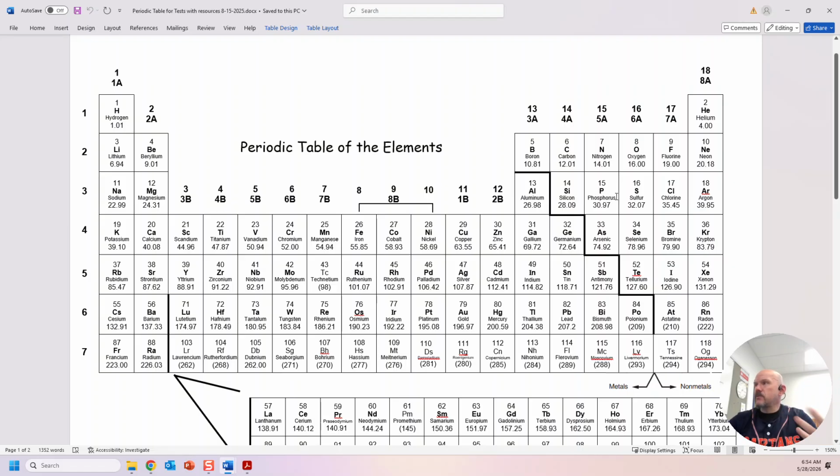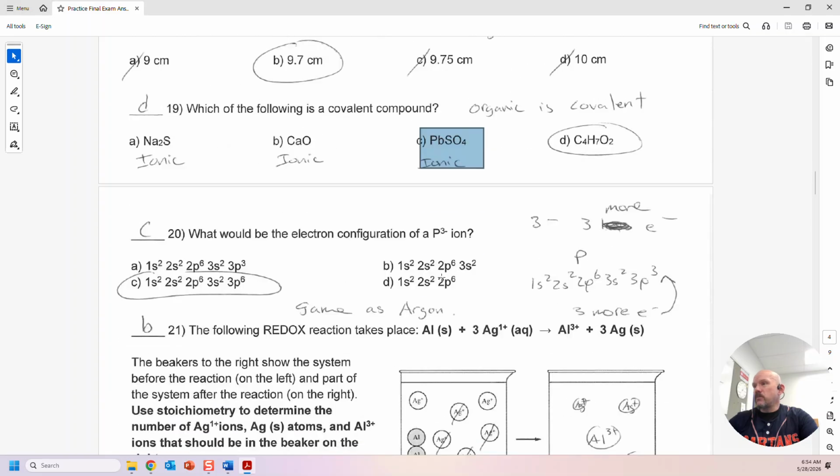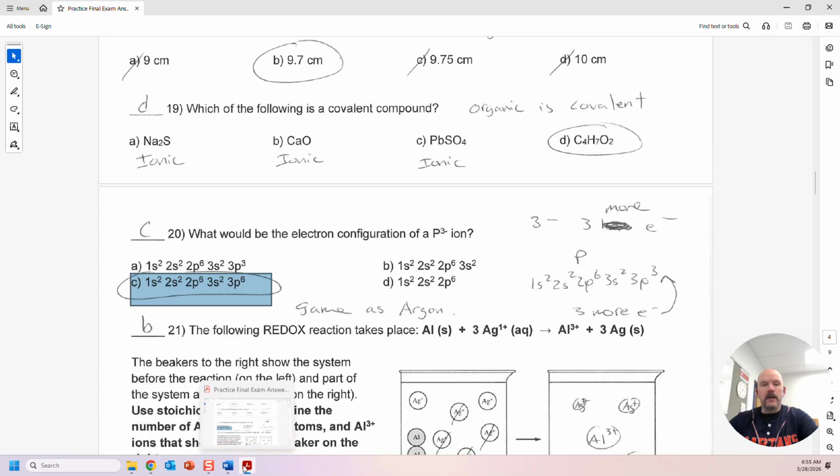But this was P3 minus. So remember, 3 minus means I've gained 3 electrons, so move 3 spaces to the right. It's going to be argon's electron configuration, right? That's why phosphorus becomes a 3 minus ion, because it fills its octet. So this is normal phosphorus, but 3 minus means 3 more electrons. Where do they go? Remember, the p sublevel can hold 6 electrons. Right now it has 3. Those 3 more electrons go there. So now you have argon's electron configuration, okay?